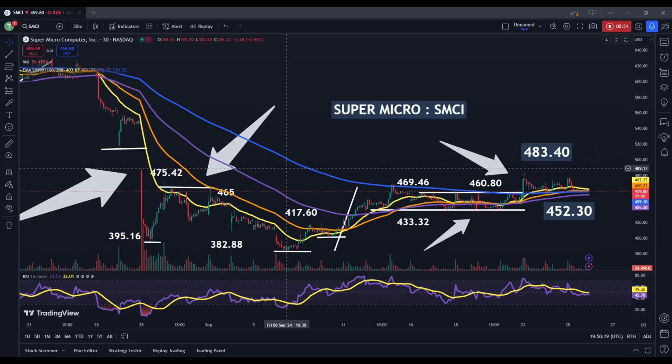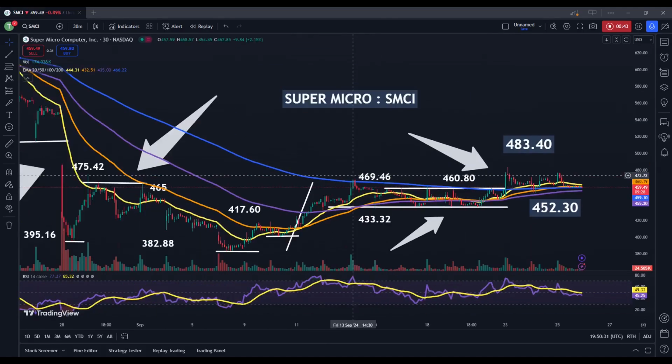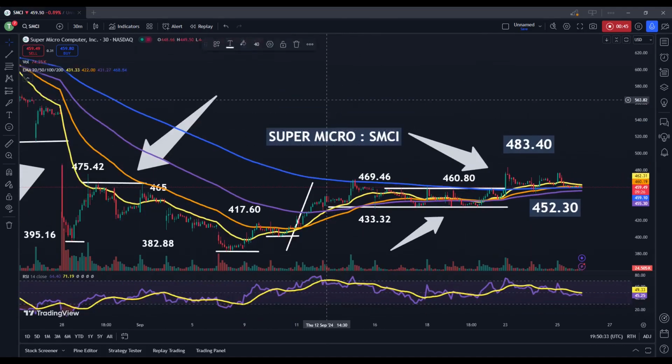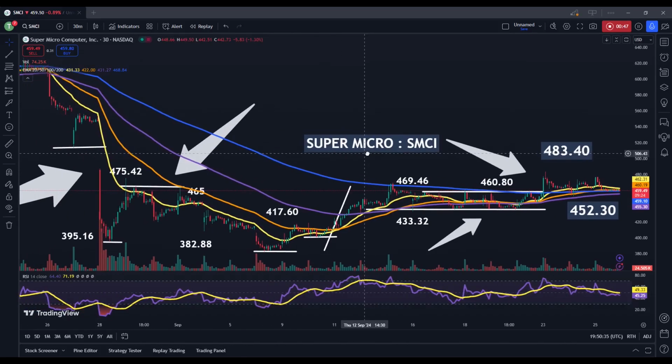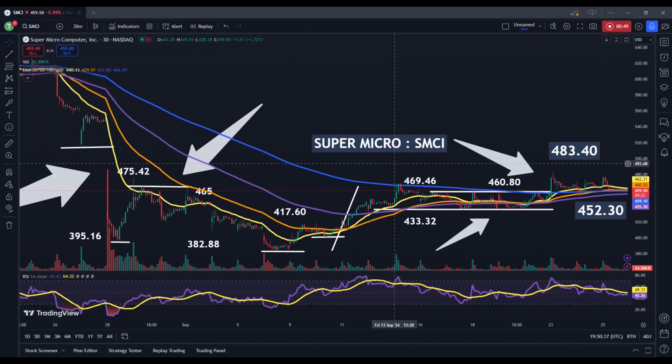So here we're trying to zoom out as much as possible with this chart. We're currently looking at the 30-minute time frame, so each candle on this time frame represents a 30-minute trading period. What we really need to do is identify whether or not this stock is actually in the process of forming a bottom.